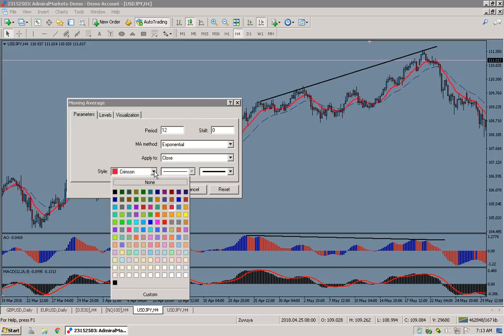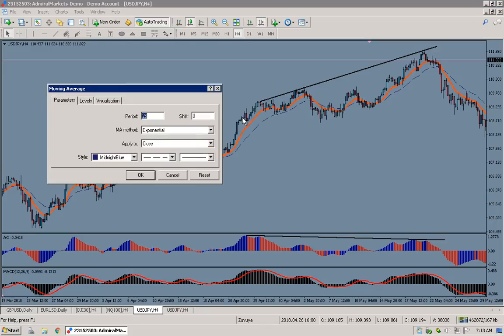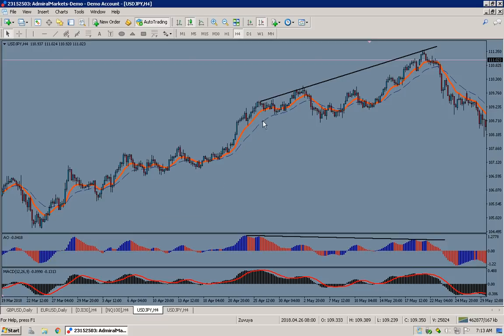Let me change that to a different color, say orange, so that we have a difference. This red line here is the 9 moving average. That's called the signal line of the MACD. Then the dotted fine blue line is the 26 exponential moving average. And that's basically it. I've just made them look different, but you can change that to whatever suits you.